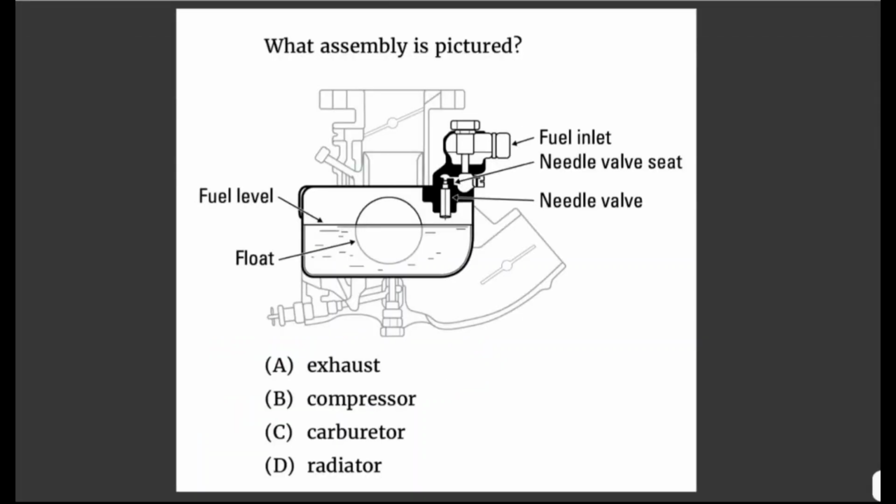What assembly is pictured? A. Exhaust, B. compressor, C. carburetor, or D. radiator? The answer here is letter C. A carburetor is an assembly used in an engine, mostly used in older cars and machines, that mixes fuel and air to an appropriate amount in order for the engine to run properly.